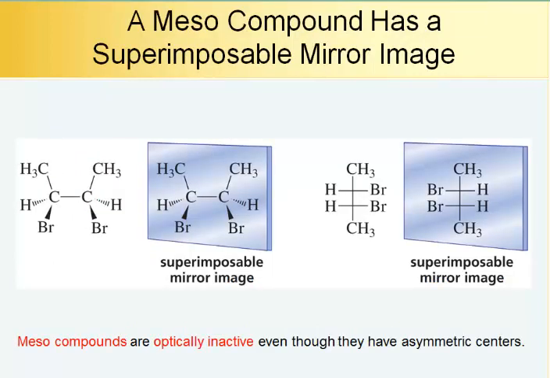Now, we talked about diastereomers and enantiomers. We also have what is called a meso compound. Now, a meso compound has a superimposable mirror image, and that superimposable mirror image is here. Now, they are optically inactive even though they have asymmetric centers. So here we have an asymmetric center, and here we have an asymmetric center, but the mirror image is superimposable. Now, you can also see that this compound has a line of symmetry. If it has a line of symmetry, it is optically inactive.